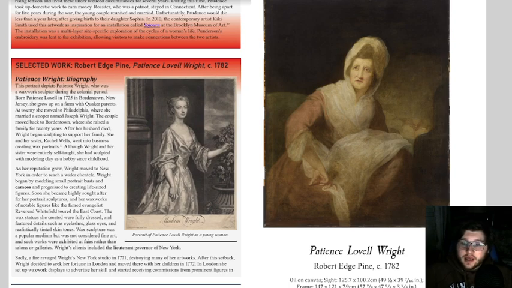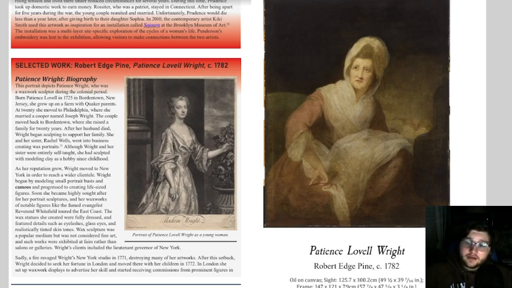After her husband died, Wright began sculpting to support her family. She and her sister Rachel Wells went into business creating wax portraits. Although Wright and her sister were entirely self-taught, she had sculpted with modeling clay as a hobby since childhood. As her reputation grew, Wright moved to New York in order to reach a wider clientele. Wright began by modeling small portrait busts and cameos, and progressed to creating life-sized figures.